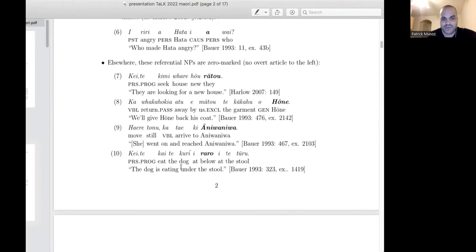You can also see this example here. The dog is eating under the stool. This is an example of where Maori treats the locational noun below, raro, as a kind of name. So what this says is literally, the dog is eating at Below, at the stool, where Below functions as a kind of name. And that's odd for these kinds of constructions. Maori doesn't use modification or genitives for these locations. And that'll be important in my account of these things later on.